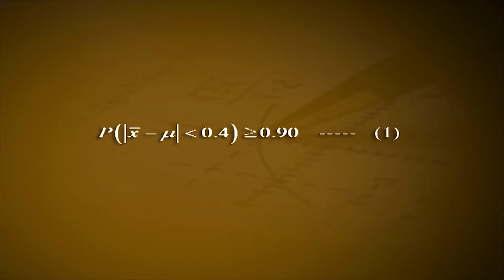Solution. Let x1, x2, etc. xn be the randomly taken sample from the population. To find the minimum number of samples required so that probability of modulus of x bar minus mu less than 0.4 is greater than or equal to 0.90, let it be 1. Since x1, x2, etc. xn are randomly taken, they are independent. Given population mean is mu and variance is 2.